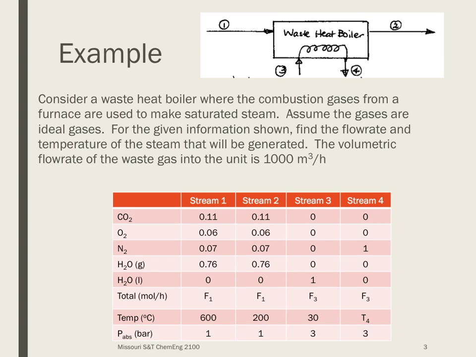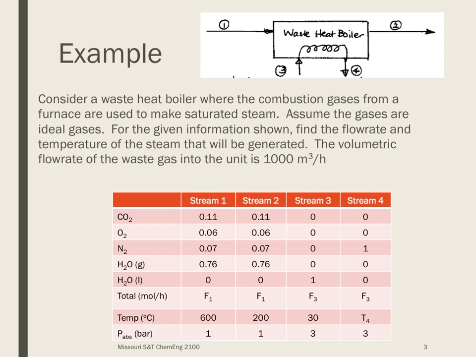Let's look at an example. Let's consider a waste heat boiler where combustion gases from a furnace are used to make saturated steam. So we've got some really hot waste material from a furnace. We're going to send it into a waste heat boiler and use that to take water and turn it into saturated steam. We want to assume that the gases are ideal gases. That's going to simplify our calculations.